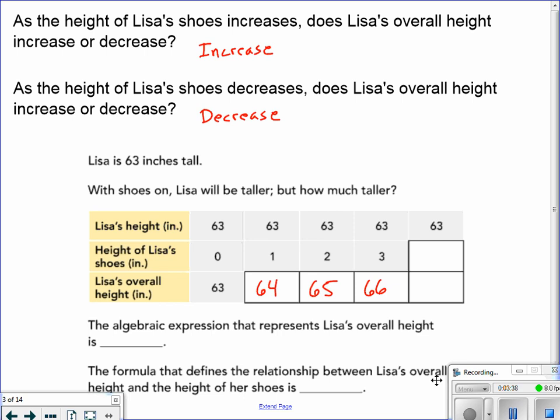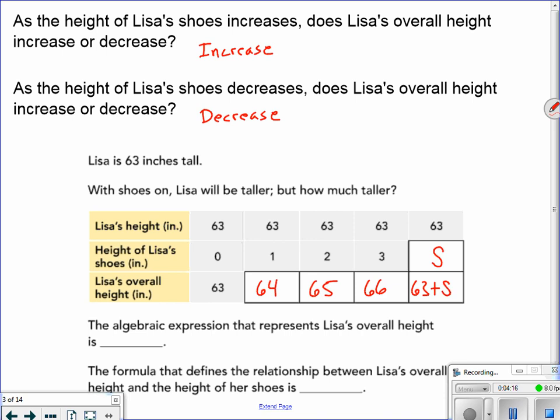Now the last thing we're going to put in here for the height of Lisa's shoes is an S. Okay? So now, think about what we've done here. We've always taken her height plus the height of her shoes to get her overall height. So 63 plus 1, 63 plus 2, 63 plus 3. So I'm going to do the same thing with the S, except I can't add those together, so I just write 63 plus S. That's all I can do there.